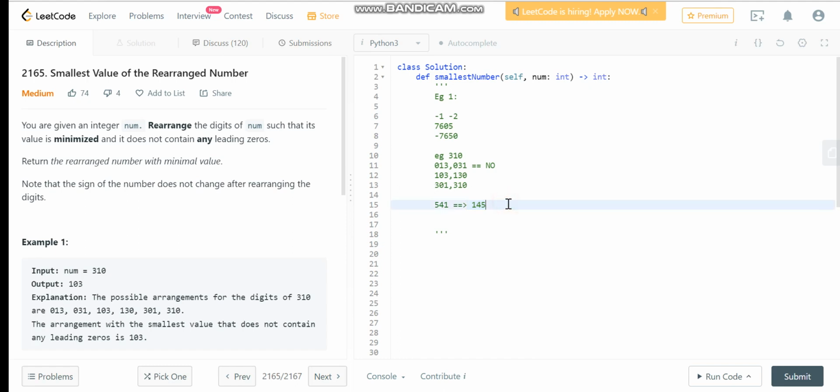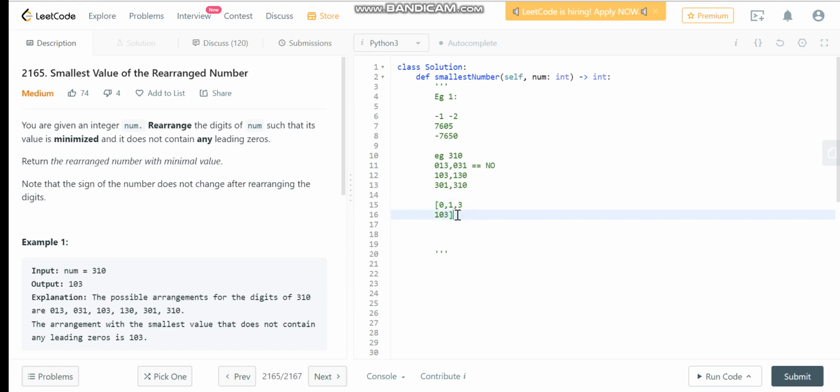So in that case, when you think of it, we can make out that when you sort the digits, let's say in this example 310, the digits will be 0, 1 and 3. What we can do is, instead of having 0 at the first place, we can simply have the next smallest digit amongst all the digits after 0 as our first digit, and then we can have the 0, and after 0 we can have the remaining digits in sorted order.